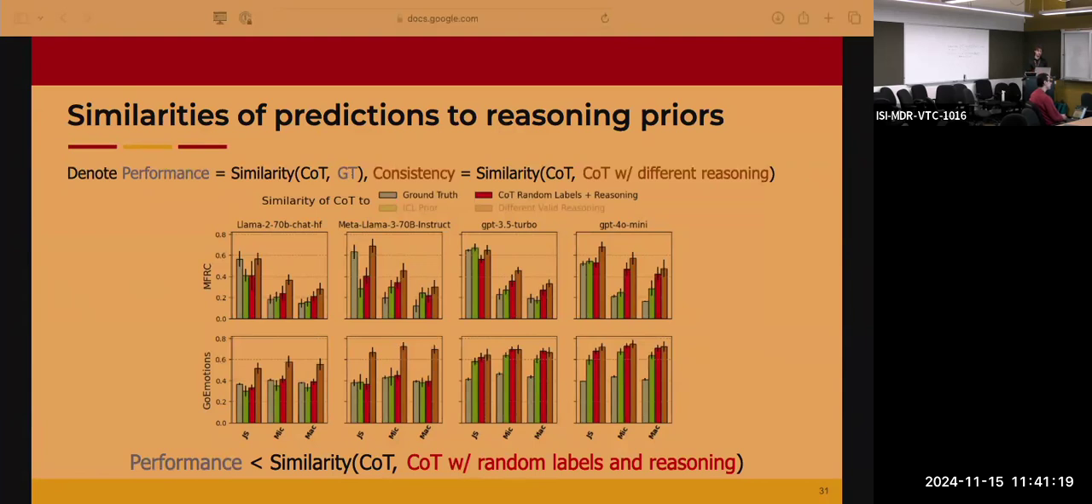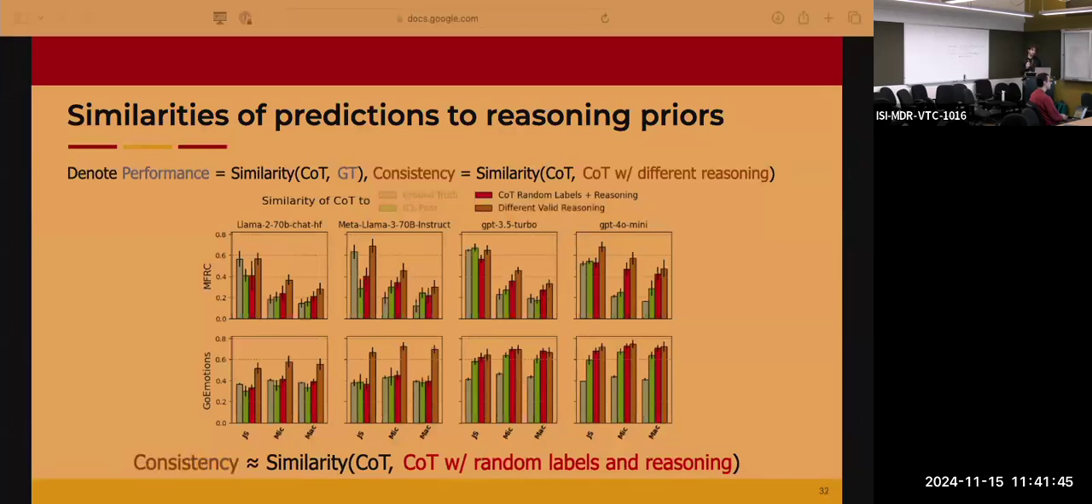So performance, as we go from smaller to bigger and more capable models, is actually much less than the similarity of the posterior of the chain of thought to what we can now call the reasoning priors of the model. So that's the chain of thought prior of the model. Again, notice that the red bars start becoming much larger than the blue bars as we move from the left to the right.